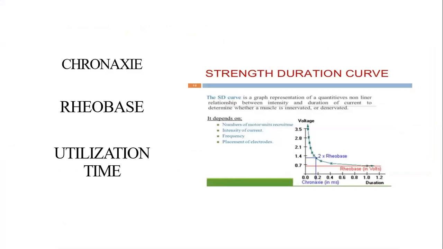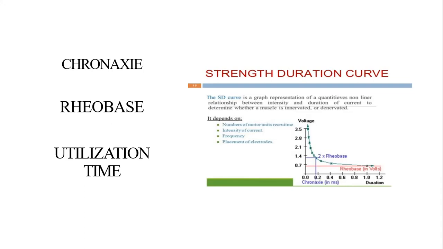Now we should also learn about chronaxie, rheobase, and utilization time. Rheobase is the minimum strength of current required to stimulate the tissue. Utilization time is the time required by a rheobasic current, that is, the time taken by the rheobasic current to stimulate the tissue. And when you increase the strength of the current to twice that of the rheobase, the time taken by the tissue to respond is your chronaxie.